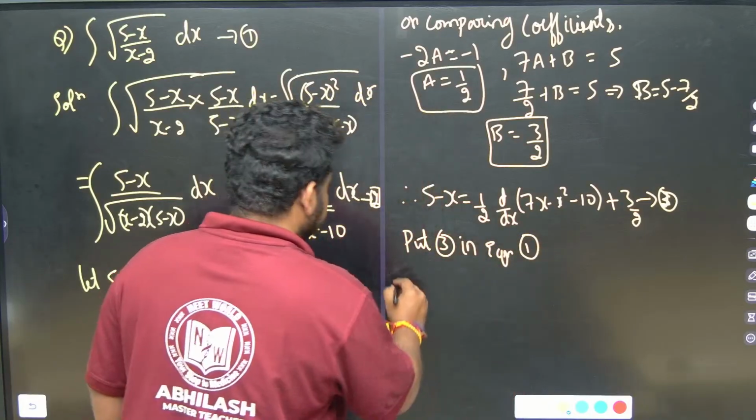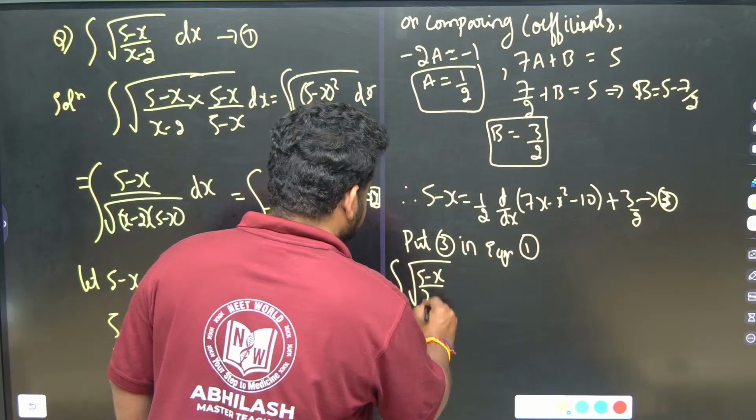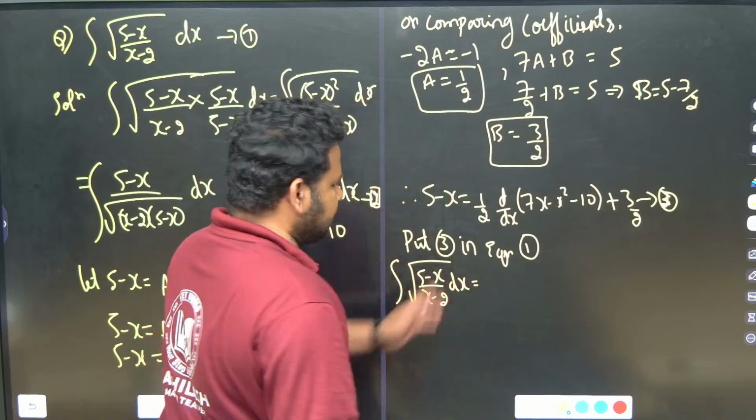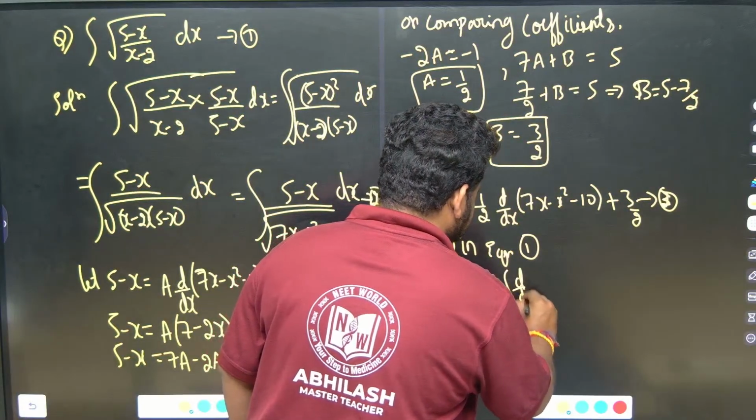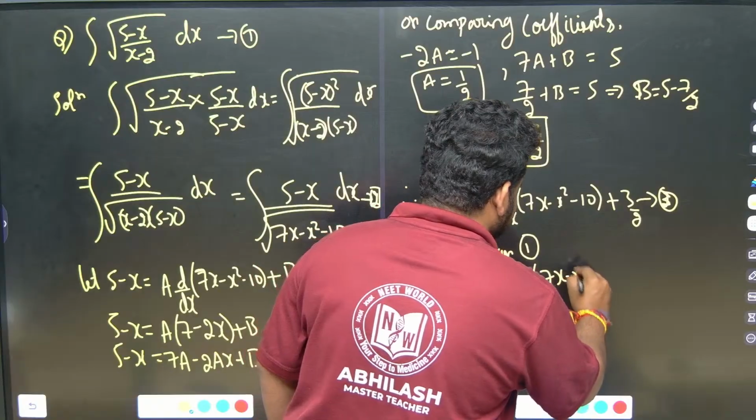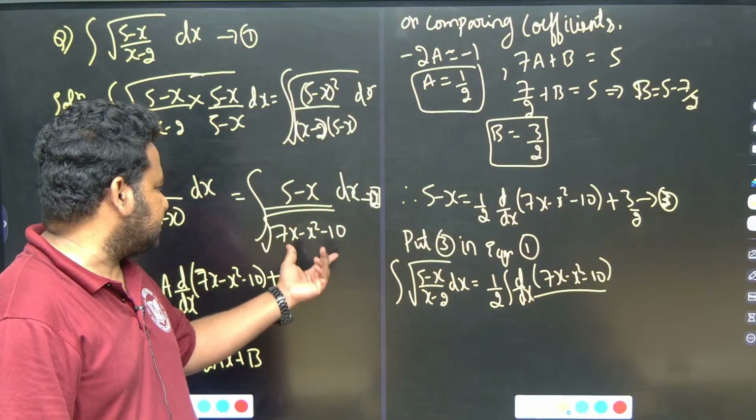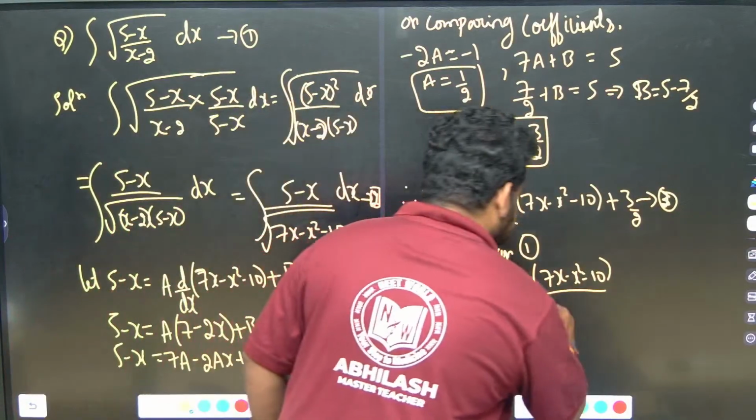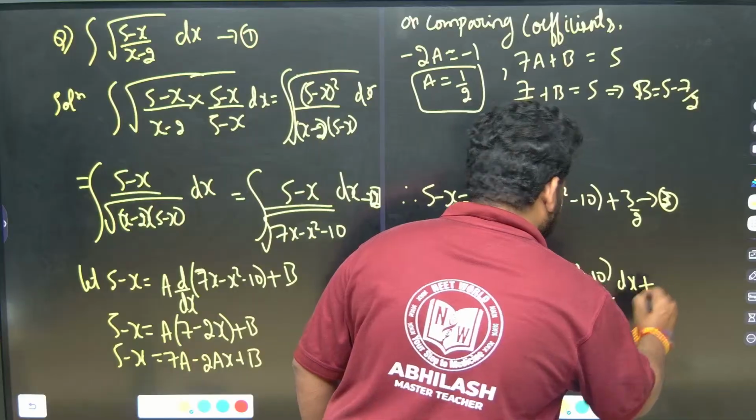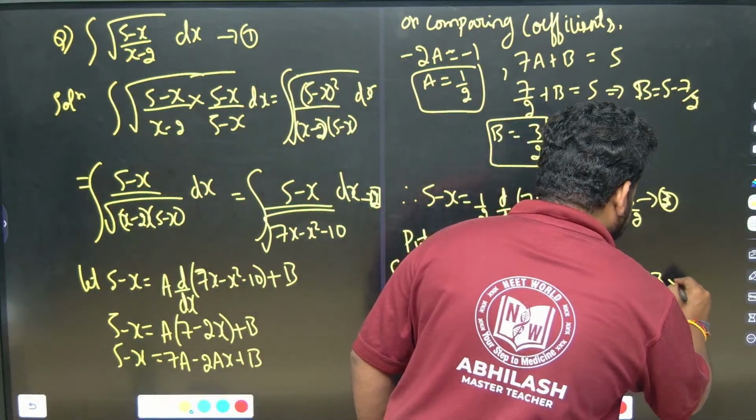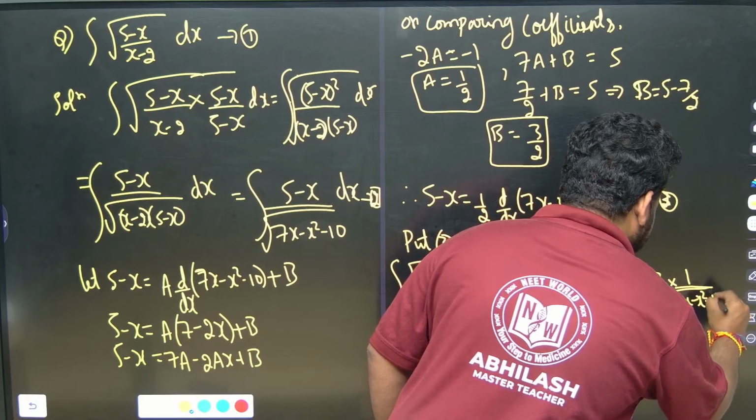So what we will have? The integral of 5 minus x by x minus 2 dx will be equal to, in the RHS, 1 by 2 into the integral of d by dx of 7x minus x square minus 10 divided by the square root of 7x minus x square minus 10, into dx, plus 3 by 2 into the integral of 1 by square root of 7x minus x square minus 10 dx. This is what we have.